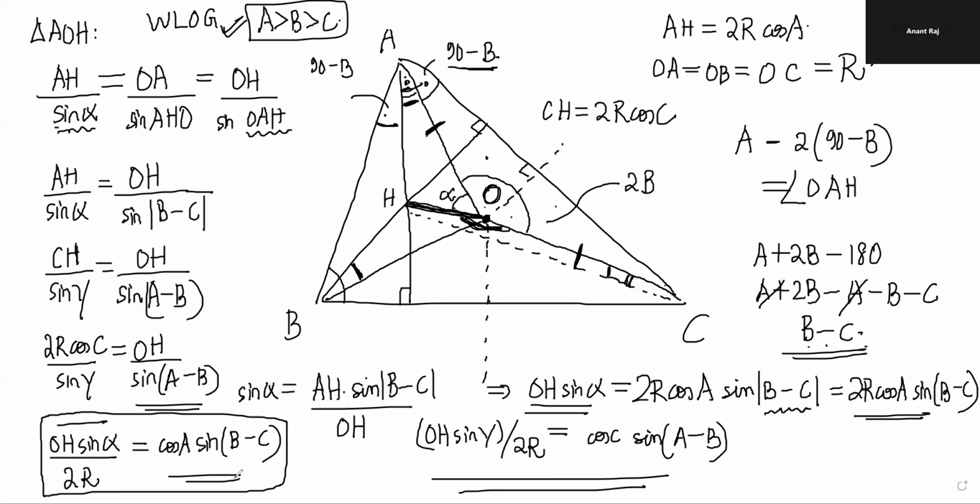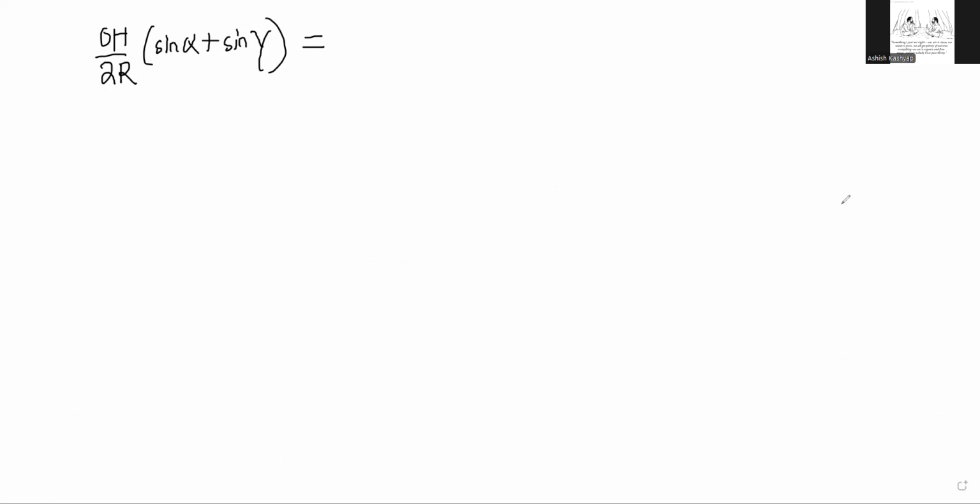Okay. And let's add it now. Let's add the two because we have OH and all. We'll get sine alpha plus sine gamma by 2R, right? So let's see what comes. So OH by 2R times sine alpha plus sine gamma is equal to, we are getting cos A sine B minus C plus cos C sine A minus B.